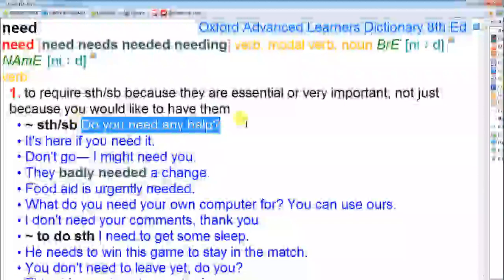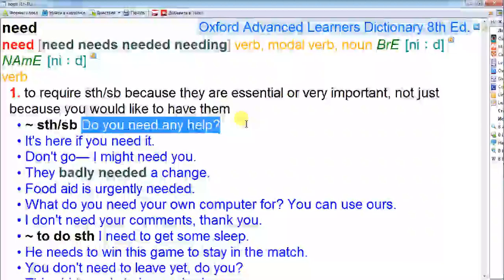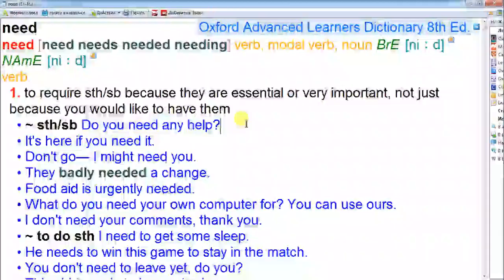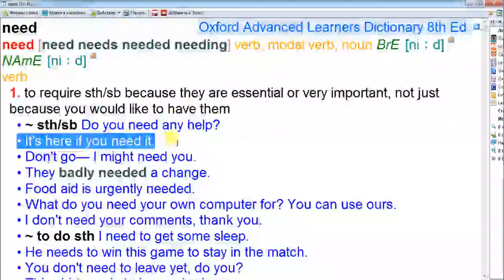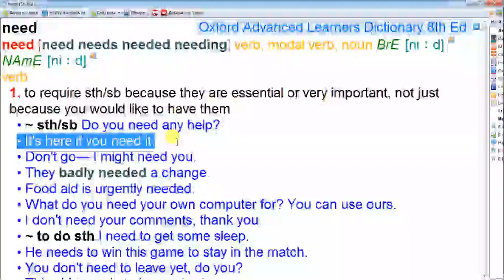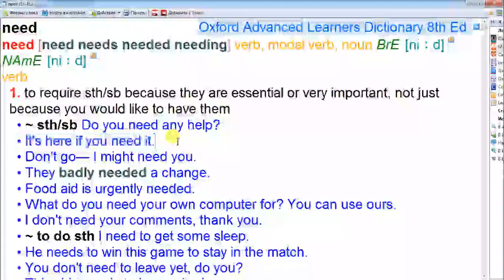Do you need any help? Do you need any help? It's here if you need it. It's here if you need it. Okay? It's here if you need it.